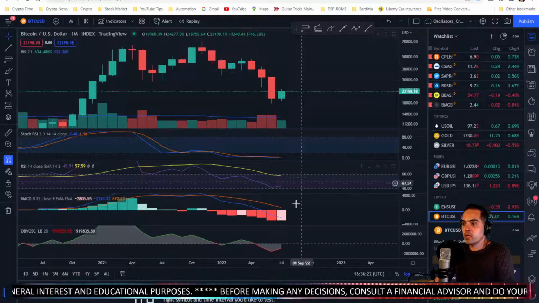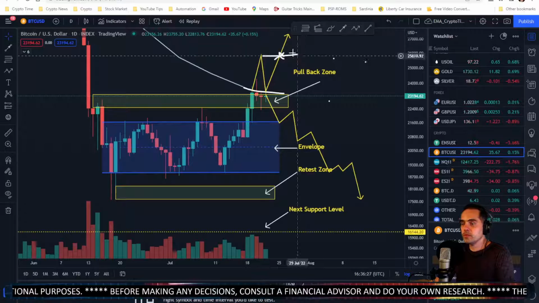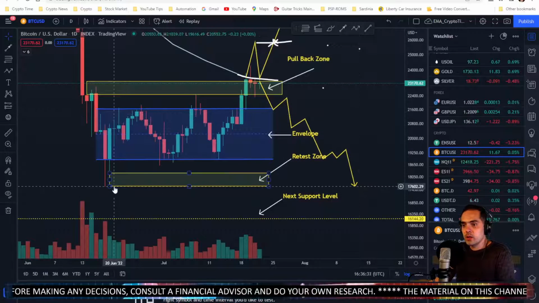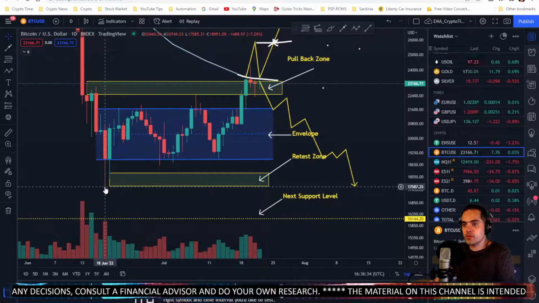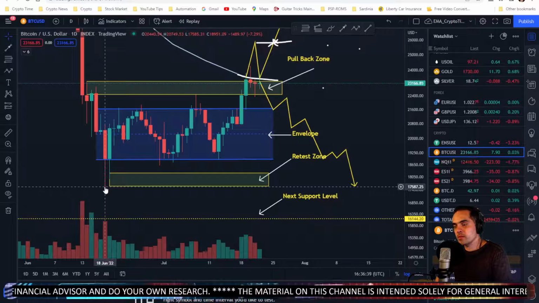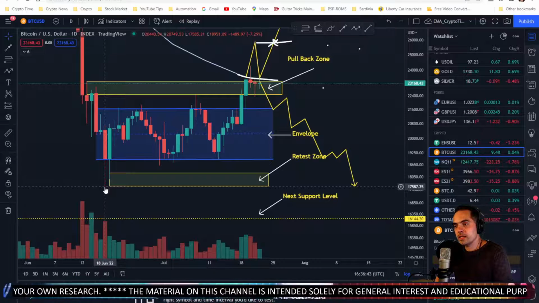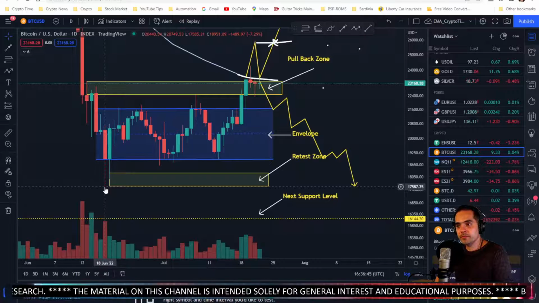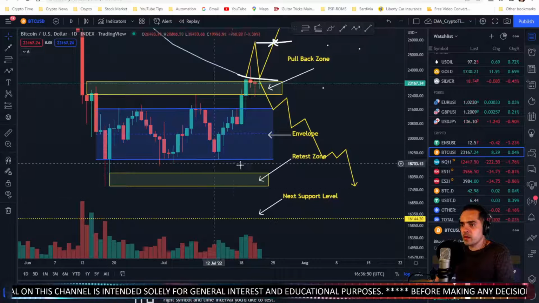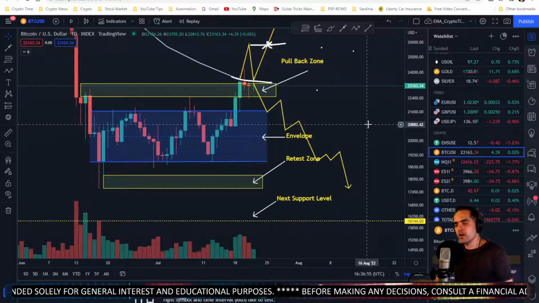We have to remember that these indicators can tell us what to expect, and here we still have to revisit this region, so we can expect that sometime in the future to go and recheck the $17,000 region. All right guys, I think that's a very quick analysis for today, just to give you the overall picture.